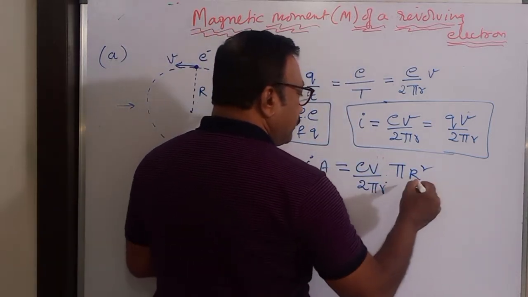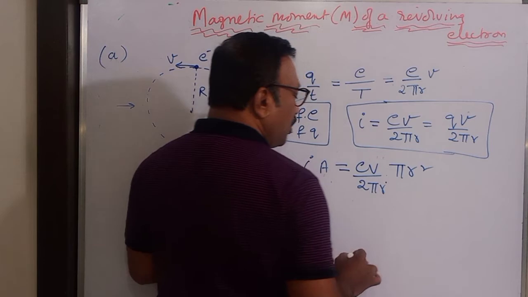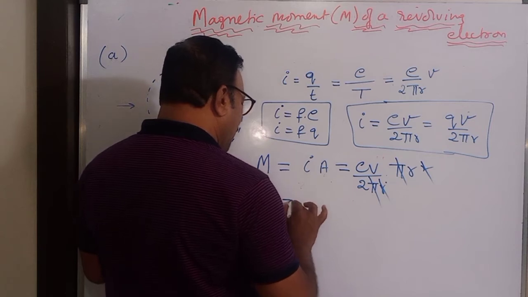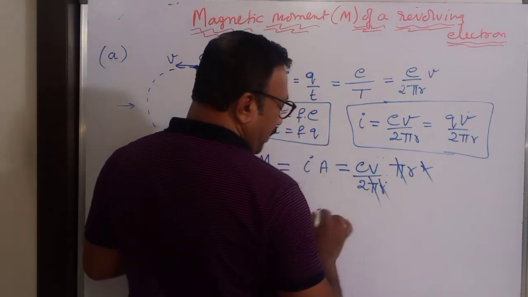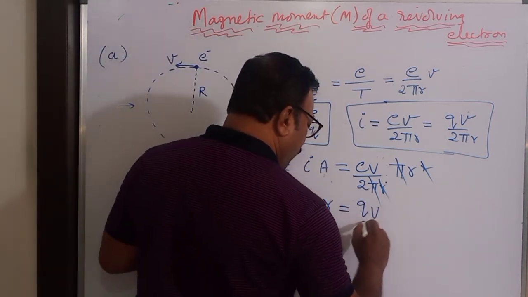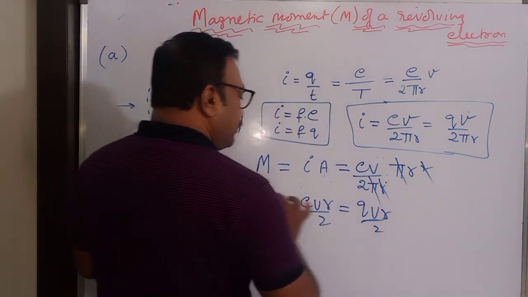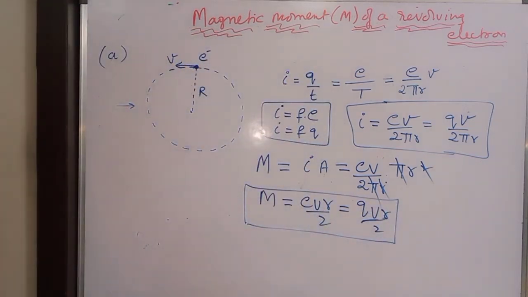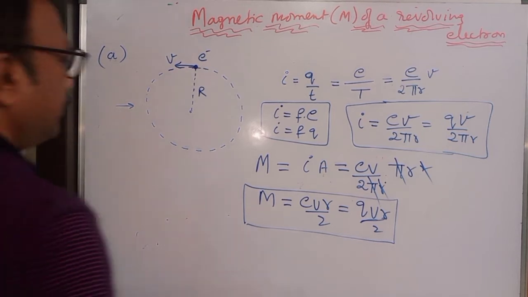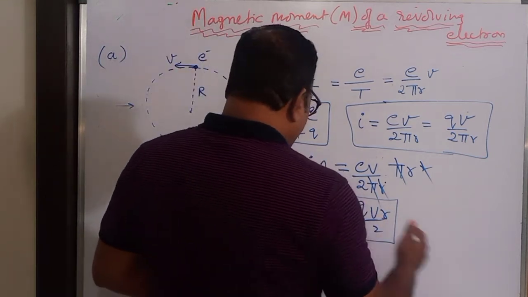Small r square. So pi is getting cancelled, and small r is getting cancelled. Therefore, the magnetic moment M is equal to EVR by 2. If it is some other charged particle, this is QVR by 2. This is the magnetic moment.